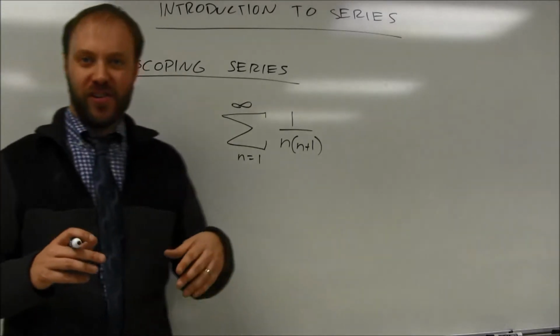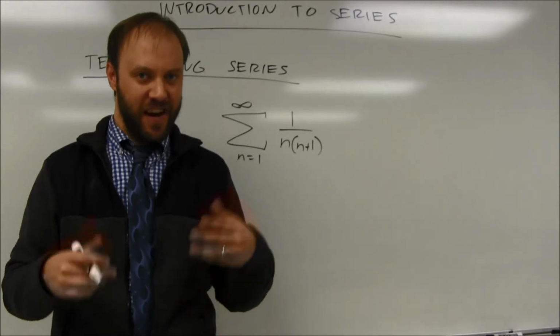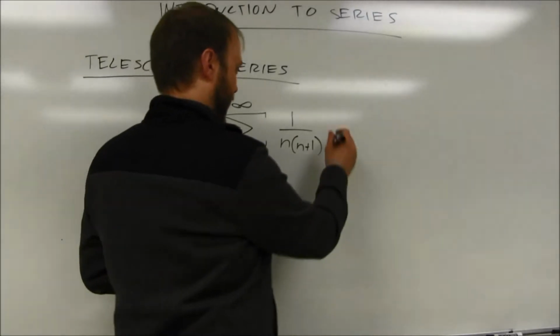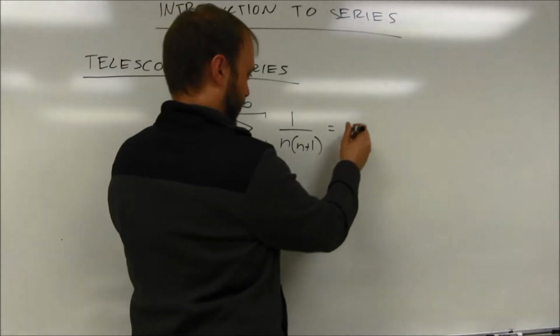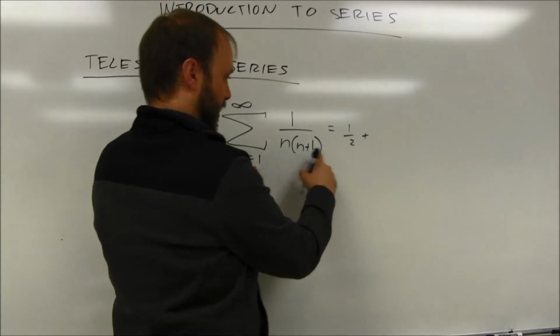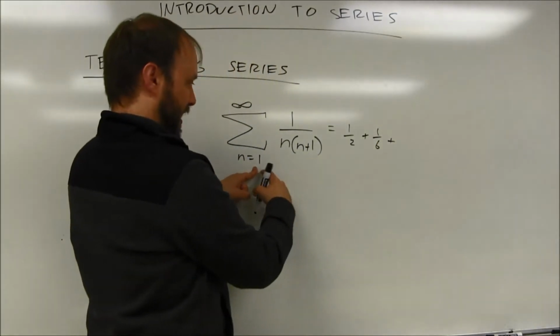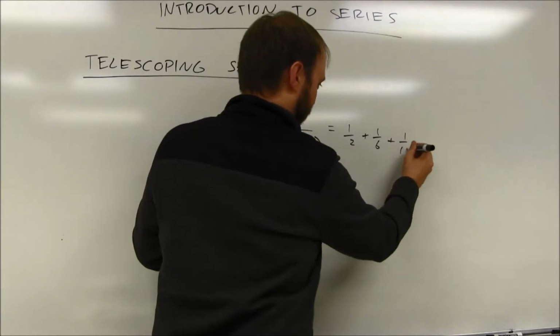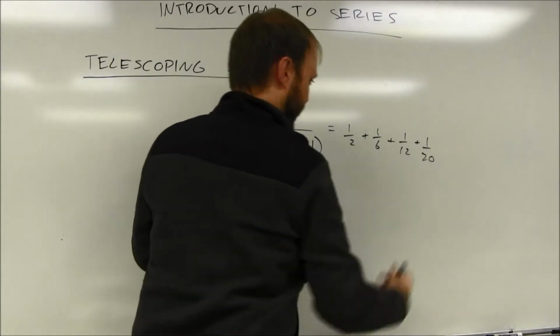And if you just start substituting in and listing terms, it's very likely you're not going to notice anything, okay? In this particular case, if I sub in 1, that'd be 1 times 2. You'd get a half as the first term. If you put in 2, you get 2 times 3, which is 6. If you put in 3, you get 3 times 4, which is 12. If you put in 4, you'd end up getting 1/20th, and so on.